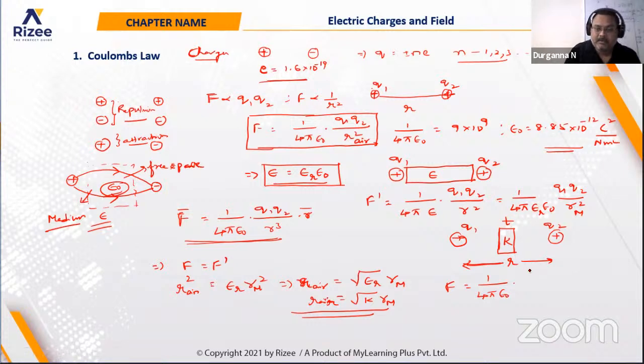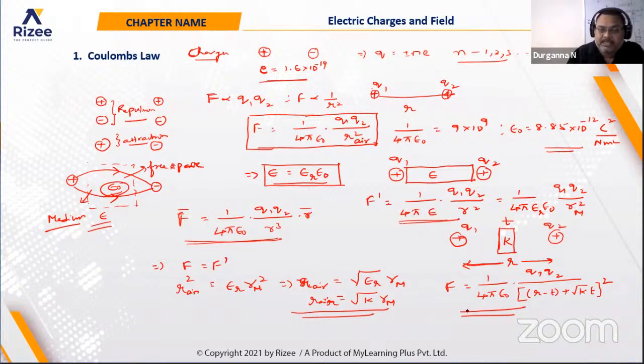the charges Q1, Q2, same thing. But now coming to the distance. The distance in the air is R minus T, plus the equivalent distance of the medium in terms of air, which is root over k into thickness T, whole square. So this is how the force can be calculated if the space between the charges is partially filled with a dielectric. Please remember this one. It's a very important relationship.